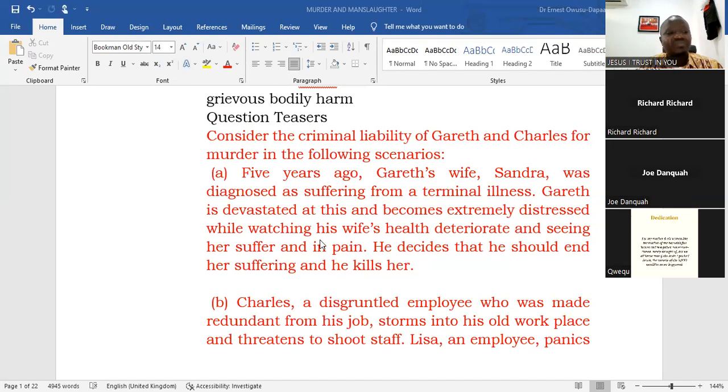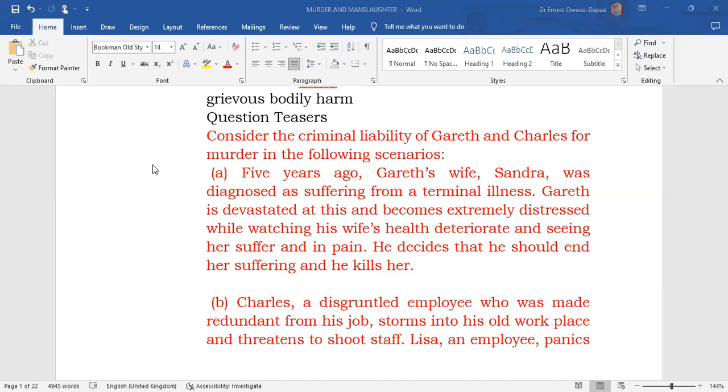I think going by the eggshell principle, take your victim as you find him. In this case, you find her. There is murder, because even though maybe the woman was going to die, the action of Garrett was what actually caused the woman's death, and there was no justification for it. It was not lawful. Based on the ruling in Arrentum, where a policeman was suffering from oedema and was hit and he died, the court ruled that there was murder. So in that case, I think there was murder.